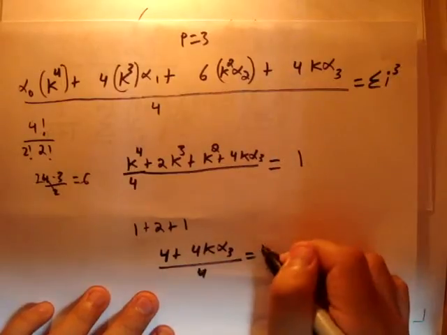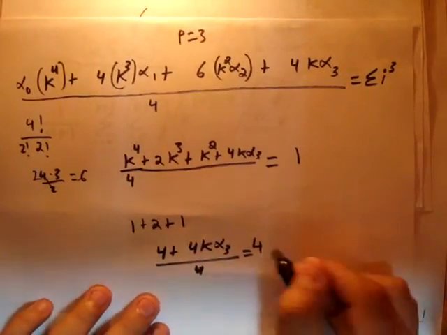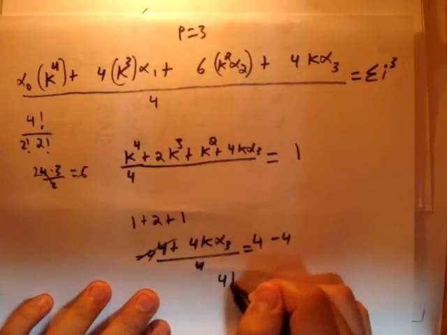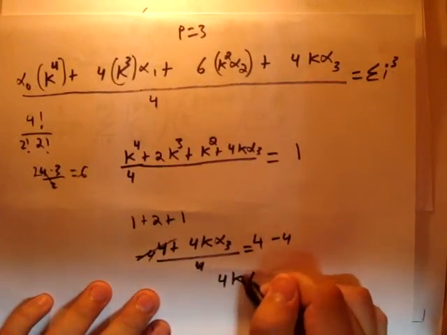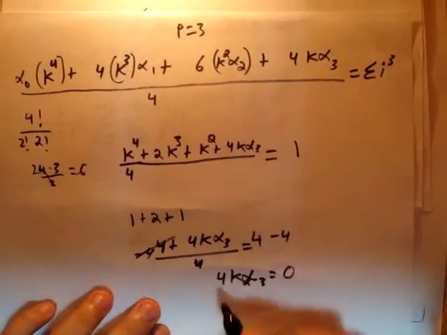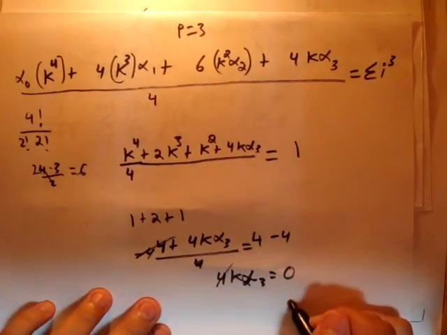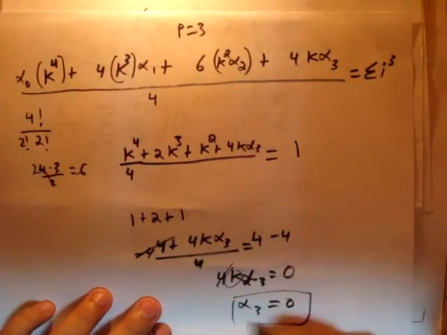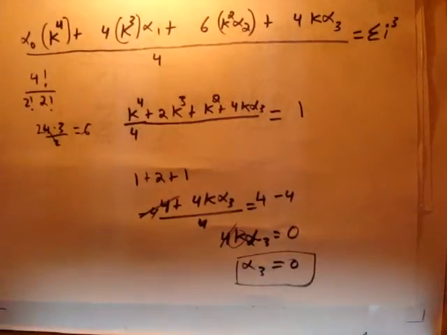We're going to move the fourth to this side. Okay, we're going to have to subtract 4 because remember we're isolating. I'm sorry. When you divide by the fourth, you're left with 0 equals alpha 3. Remember k is 1, so we're left with the fourth Bernoulli number is actually 0.